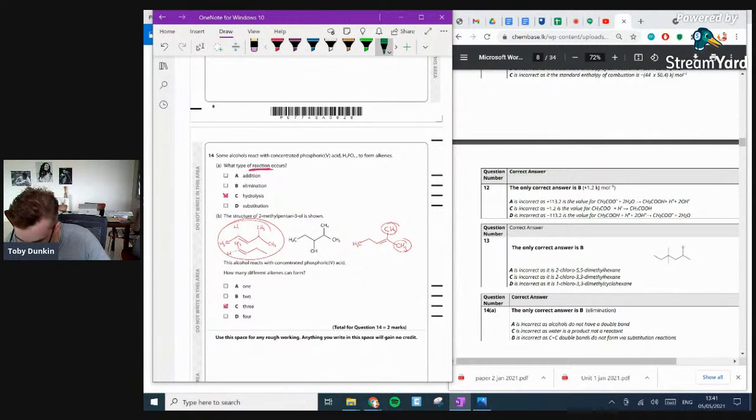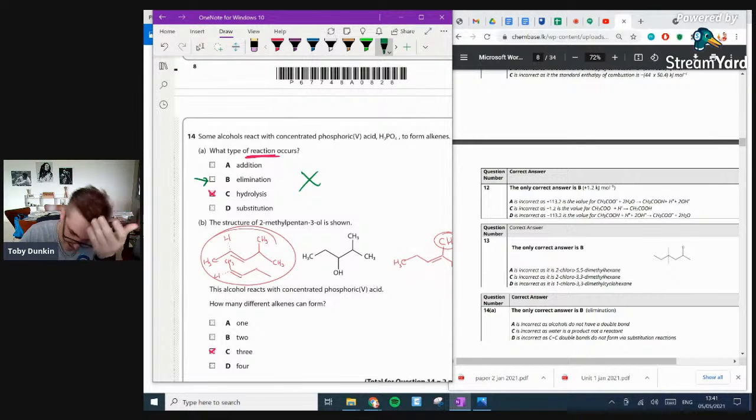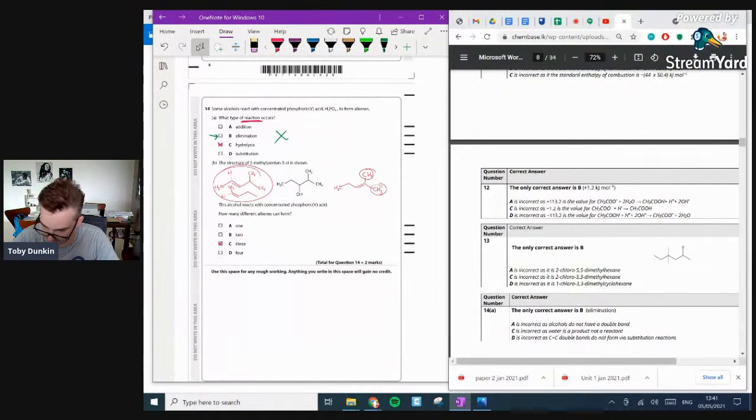Number 14. Oh, that's so mean. What? It's a hydrolysis? Oh man, 14A. They're saying it's an elimination. A is incorrect, as alcohols do not have a double bond addition. Why is it not C? C is incorrect, as water is a product, not a reactant. Oh, yeah, okay. I take it back. It's elimination. If you're making an ene, it's elimination. Yeah, fair enough.